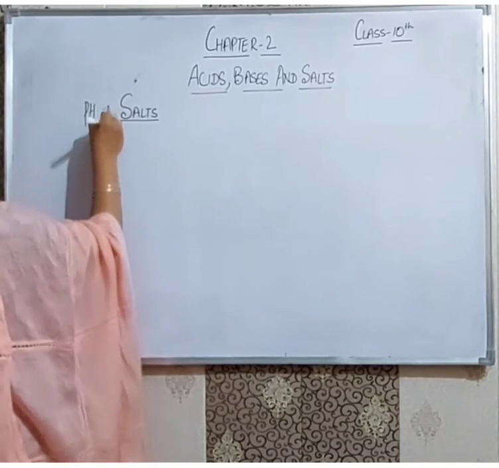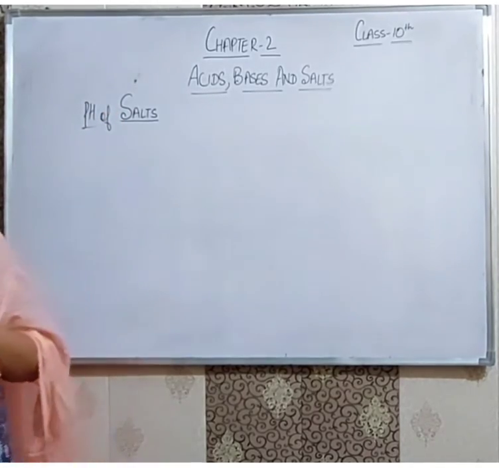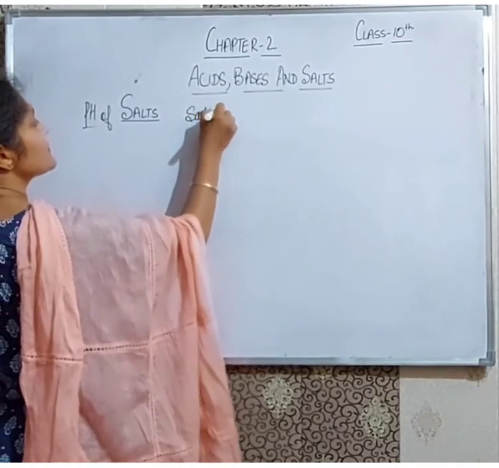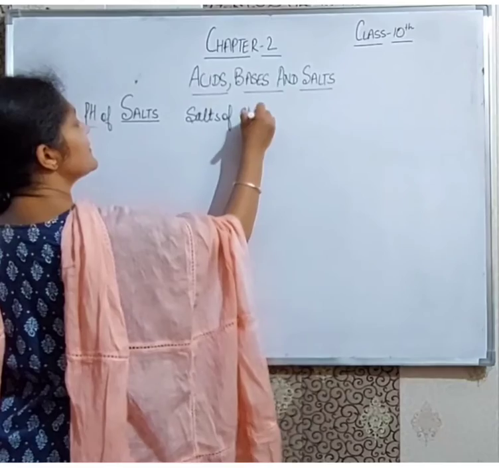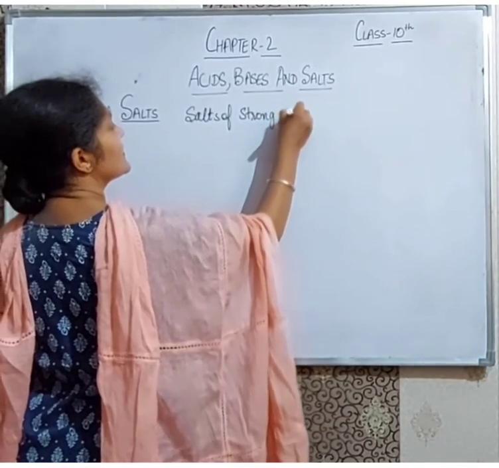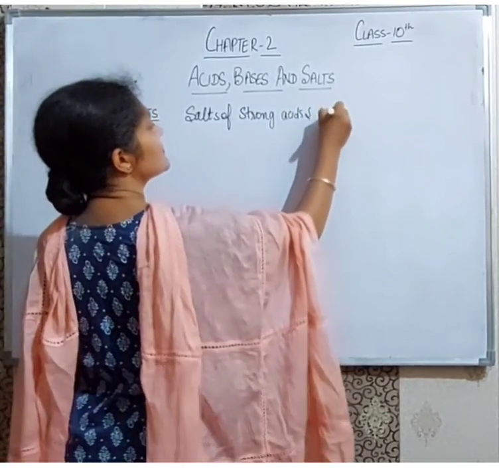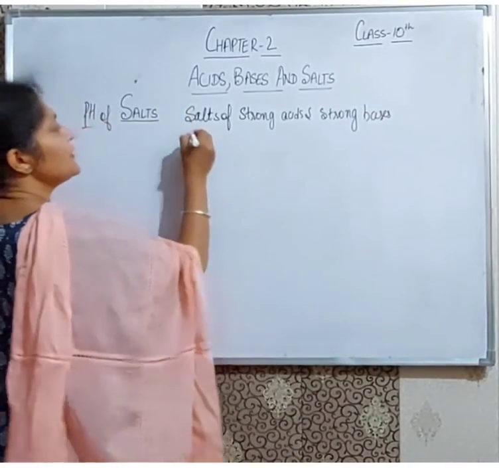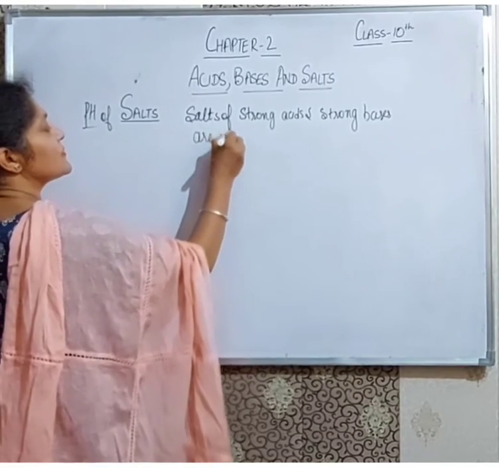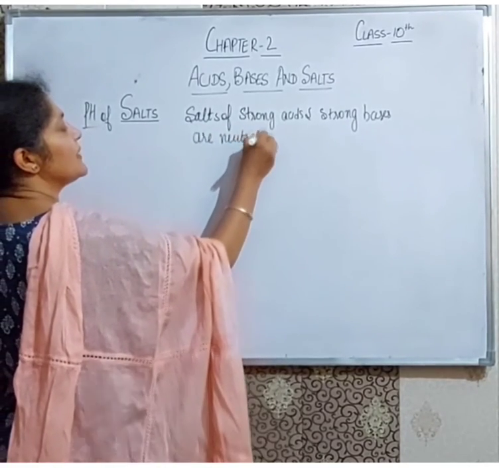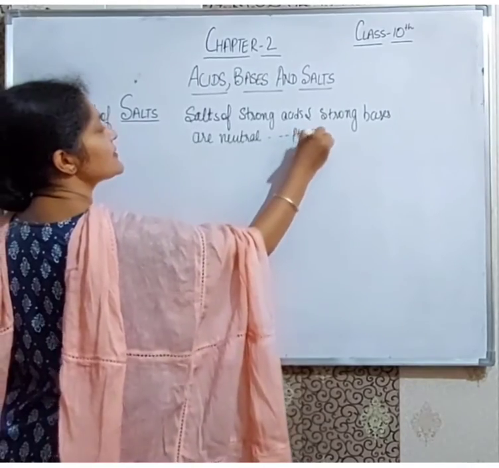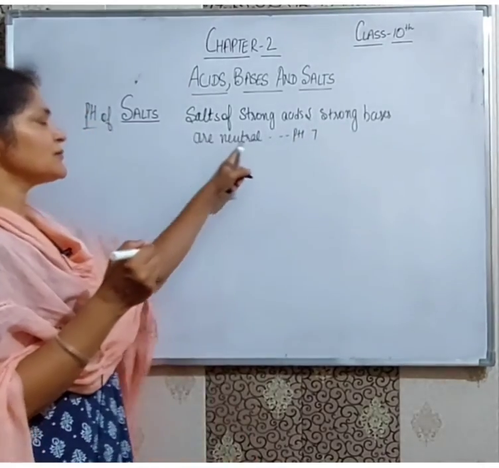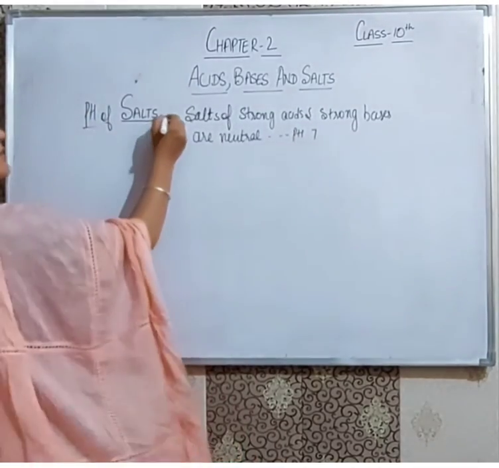pH of salts. Students, we know very well that the salts of strong acids and strong bases are neutral and they have the pH value 7. Salts of strong acids and strong bases are neutral and they have the pH value 7.